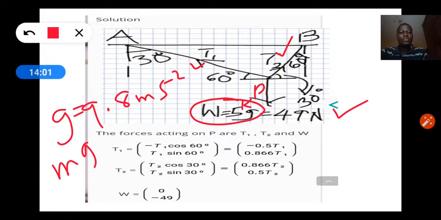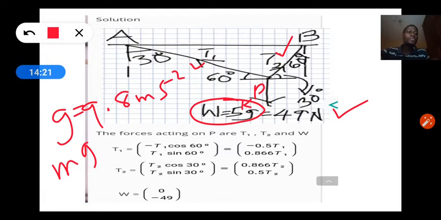The magnitudes of the tensions in AP and BP are respectively T1 and T2. So we have been told T1 and T2. That's already represented on the diagram. Good. Expressed as vectors in component form, all forces acting on P.